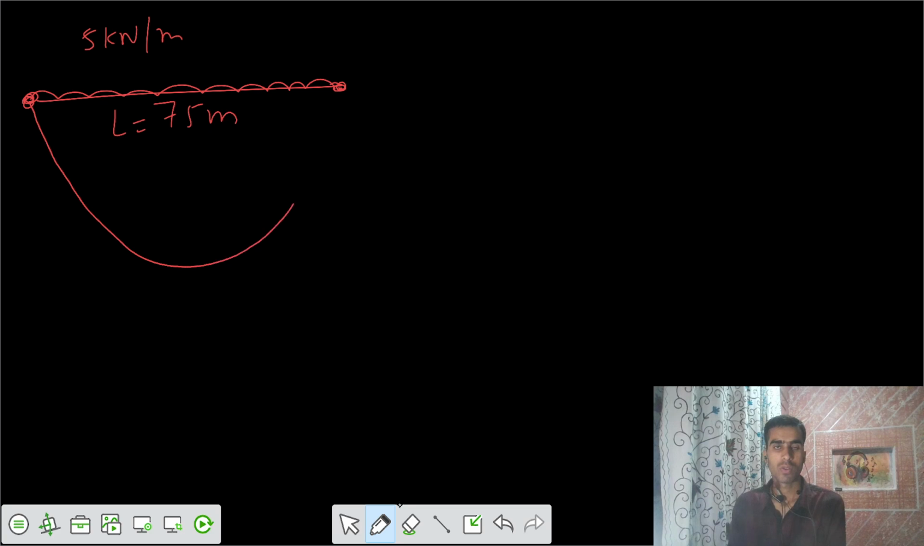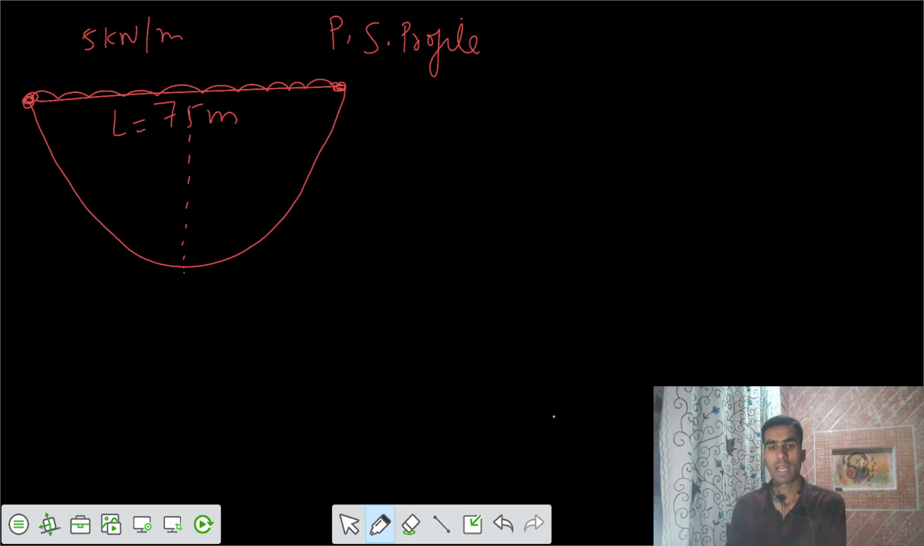Let's take that case. It's saying that we have 5 kilonewton per meter acting for the horizontal span of length 75. So L is equal to 75, and we have two supports. That means the supports are at the same level. So the profile would be a parabolic symmetric profile, and for that, sag at midspan is maximum. So we know that H equals WL squared by 8h.